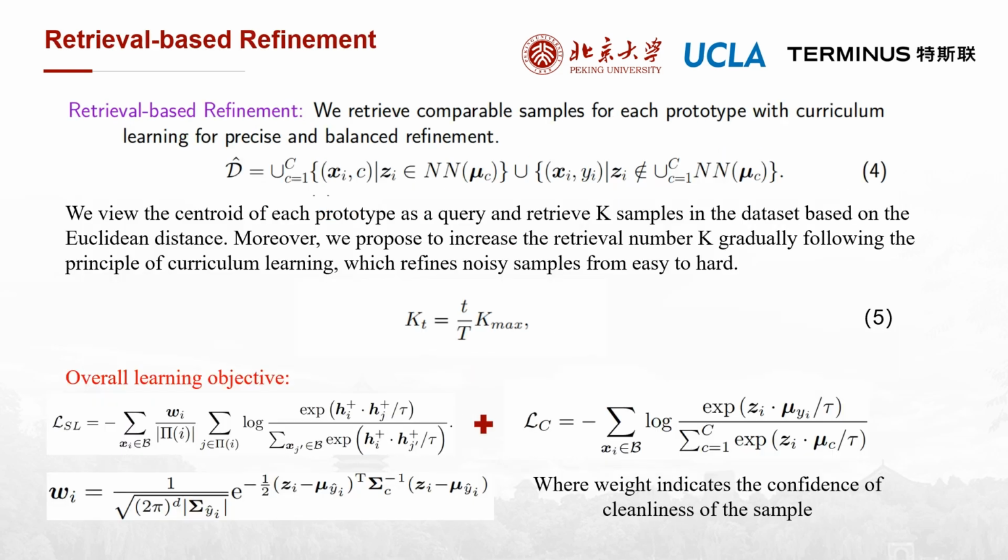The second module is retrieval-based refinement. Specifically, we view the center of each prototype as a query and retrieve key samples in a dataset based on the Euclidean distance. Moreover, following the principle of curriculum learning, we propose to increase the retrieval number k gradually.